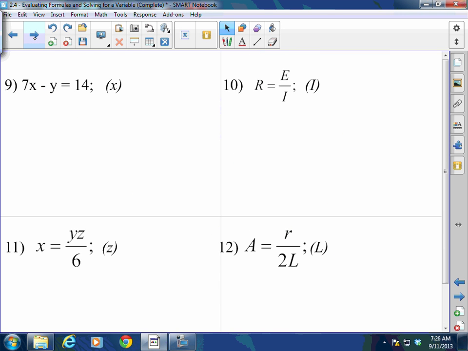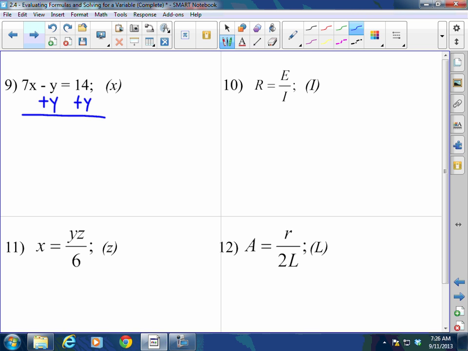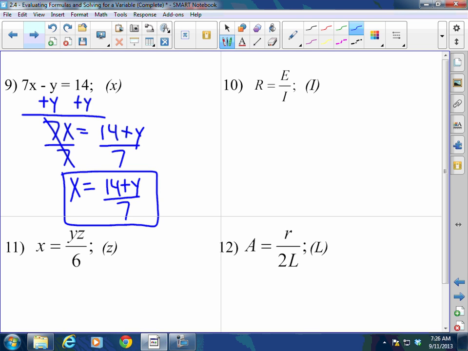7x minus y equals 14. At this point, this should be getting easy already. I want to solve for x. I want to get x all alone. So I've got to get rid of this negative y by adding y to both sides. 7x equals 14 plus y. I'm going to go ahead and divide by 7 on both sides because 7 is being multiplied to x. I cancel multiplication with division. The 7's cancel. x equals 14 plus y over 7. Done.